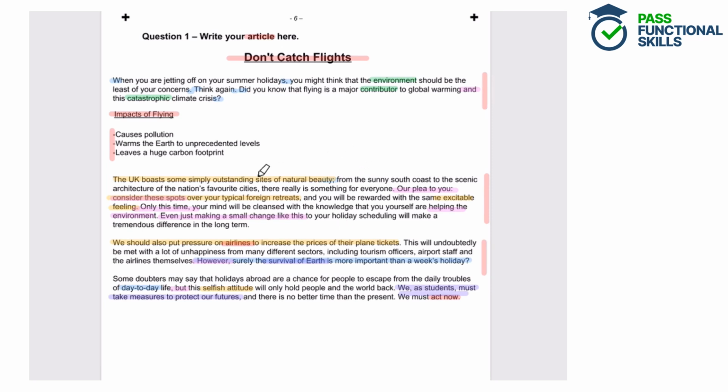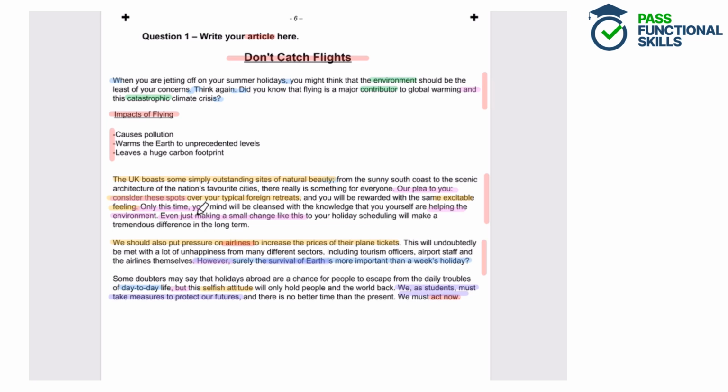We're also trying to persuade the reader here, giving a lot of different opinions about the topic. So there's a use of rhetorical questions here. For example, did you know that flying is a major contributor to global warming and the climate crisis? And surely the survival of Earth is more important than a week's holiday. So trying to get the reader to feel quite guilty about going on holiday abroad and trying to get them to think about their impact on the climate.